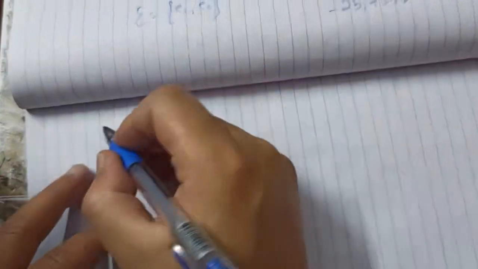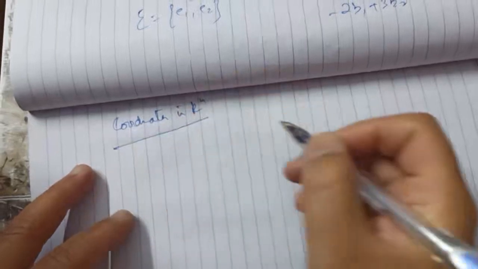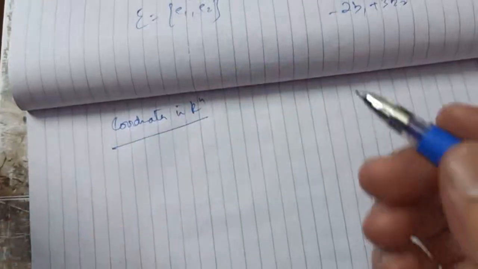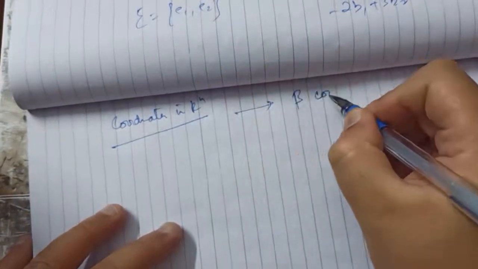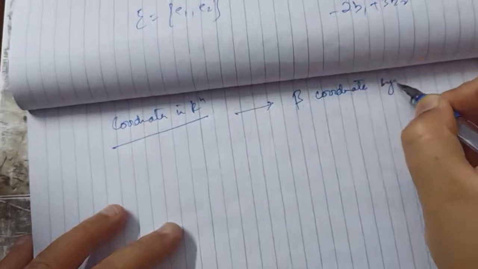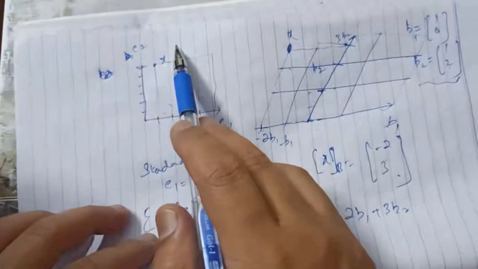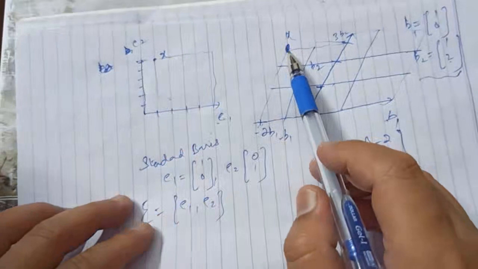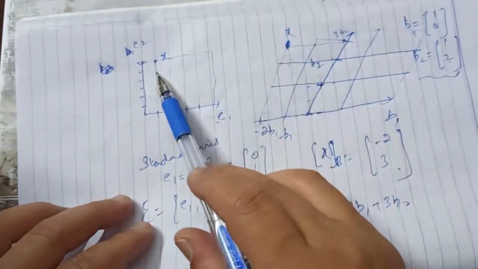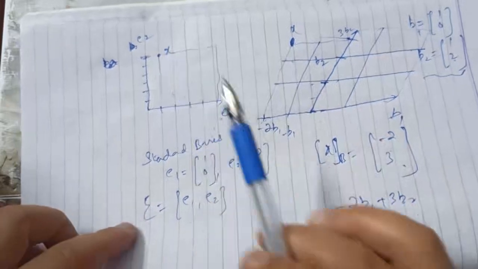Similarly, we can talk about the coordinates in Rn and relate them to the coordinates in the beta coordinate system. So you can say coordinates in Rn, and the other one the beta coordinate system. It means if you know the point x in standard coordinates, we can move it to beta coordinates, and if you have the point in beta coordinates, I should be able to find x in the standard coordinate system, right?